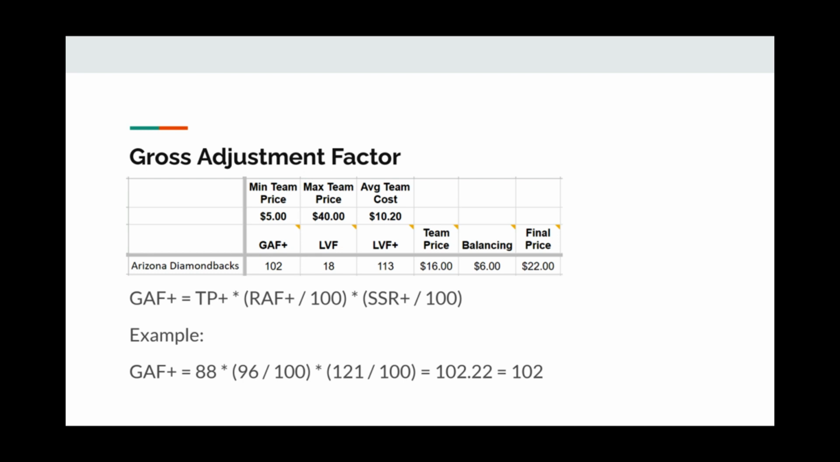So for the Arizona Diamondbacks, to get this GAF plus value, you take the value of 88, which was the total points, you multiply it by the SRAF plus value, which was 96, divided by 100, and then you multiply it by the SSR plus value, which is 121, divided by 100, and you get 102.22, which when you round is 102.